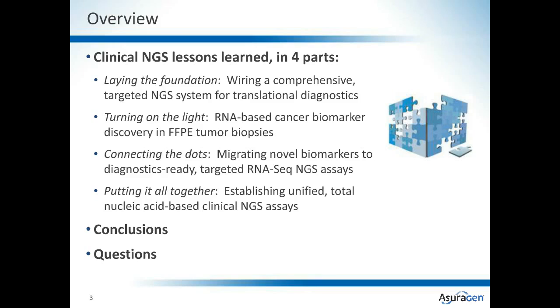And finally, part 4, putting it all together. I'll wrap up by describing how we've taken DNA biomarkers and RNA biomarkers, including novel markers, and incorporated them into a unified total nucleic acid-based clinical NGS workflow, where we can move beyond the value of any single marker and instead query pathway dysfunctions that are relevant for a range of different clinical questions. We'll then have time for conclusions in each of these segments, and then open the floor for questions.